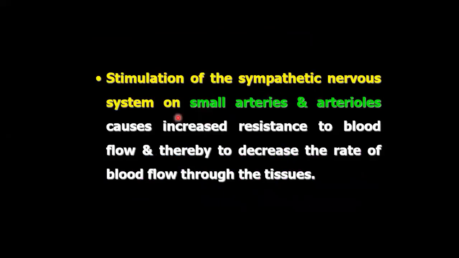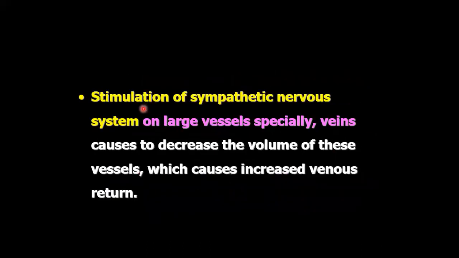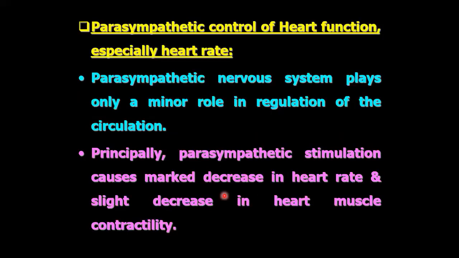Stimulation of the sympathetic nervous system on small arteries and arterioles causes increased resistance to blood flow and thereby decreases the rate of blood flow through the tissues. Stimulation of the sympathetic nervous system on large vessels, especially veins, decreases the volume of these vessels, which causes increased venous return. Parasympathetic control of heart function, especially on heart rate.